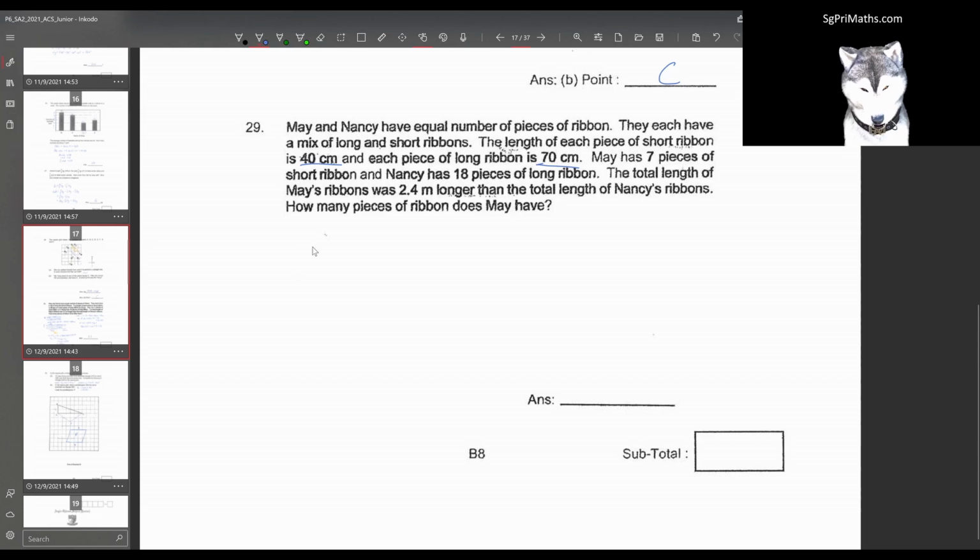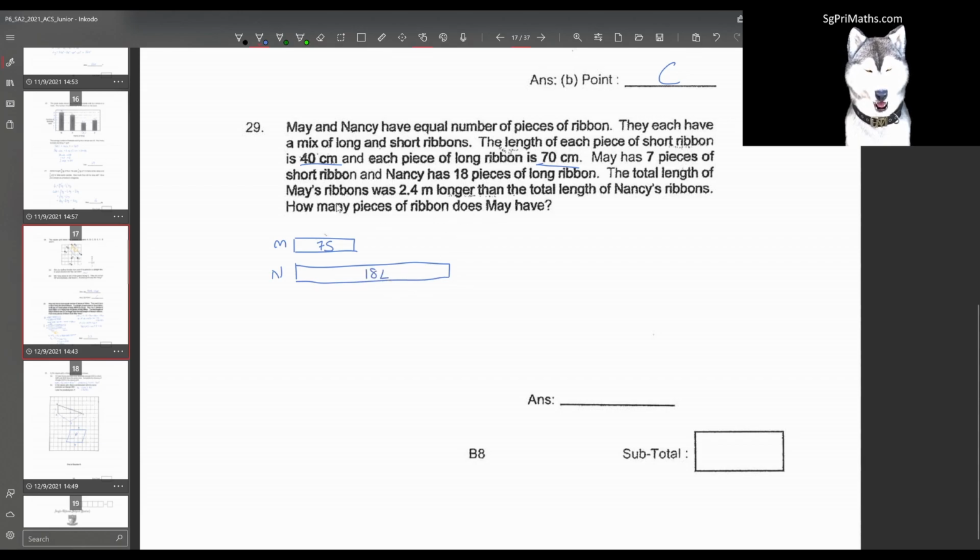Okay, let's look at the length of May and Nancy. So May has 7 pieces of short ribbon. So let's take this as 7 short. And Nancy has 18 long, so it's 18 plus long, so definitely would be very long. Much longer than the 7 short.